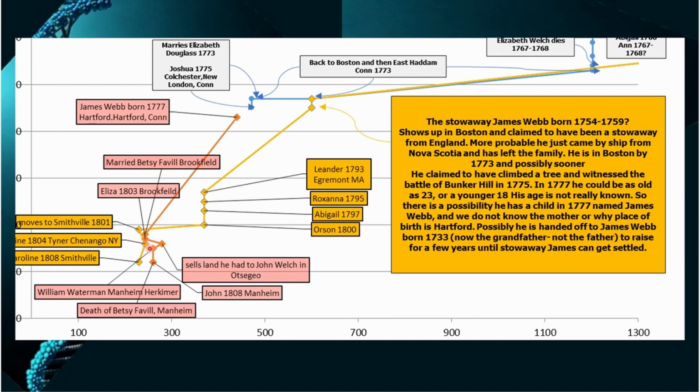Now we hop to our James Webb, 1777. Marries Betsy Favell in Brookfield. Brookfield, super close to Smithville. Okay? Kind of a longer distance away from Colchester. All right? And selling land in Otsego and going to Mannheim. He's not that much farther away from the family than I think he actually is.